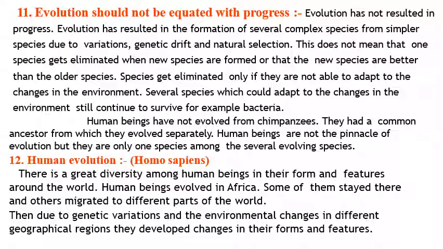Human evolution, Homo sapiens. There is great diversity among human beings in their form and features around the world. Human beings evolved in Africa. Some of them stayed there and others migrated to different parts of the world. Then, due to genetic variations and the environmental changes in different geographical regions, they developed changes in their forms and features.